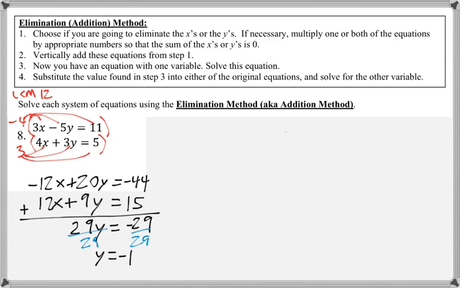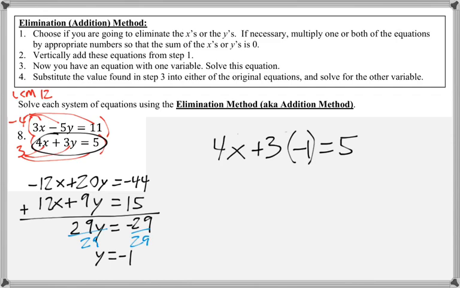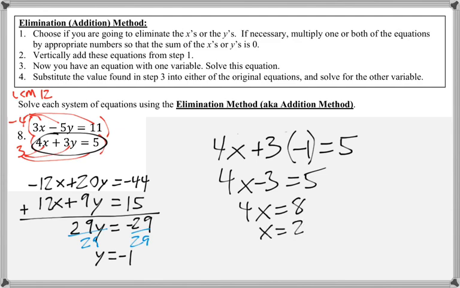So now our final step is to plug this negative 1 back into one of the original equations. So I'm going to pick the bottom equation, and I'm going to plug negative 1 in for y, and then solve for x. And we get x is equal to 2. So the final answer will be 2 comma negative 1.